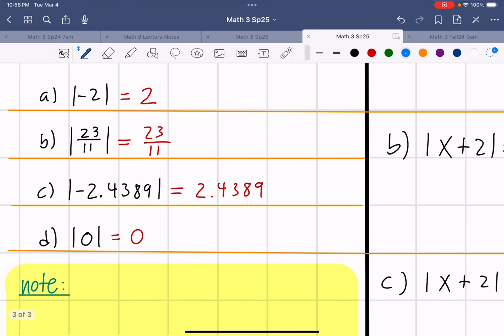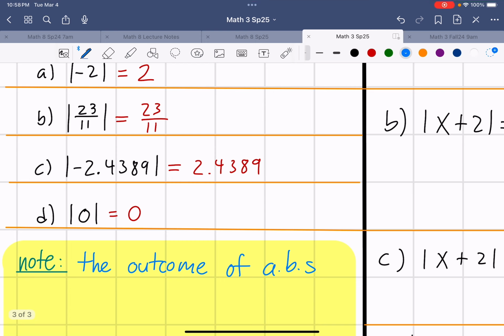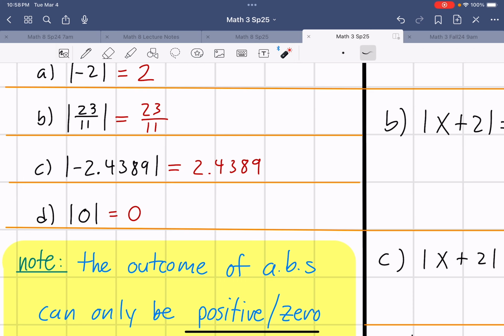So the note I wanted to make here is, don't forget, the outcome of, I'm going to put ABS for absolute value, the outcome of absolute value can only be positive because we're talking about distance. And sometimes that distance could also be 0, like in this example.